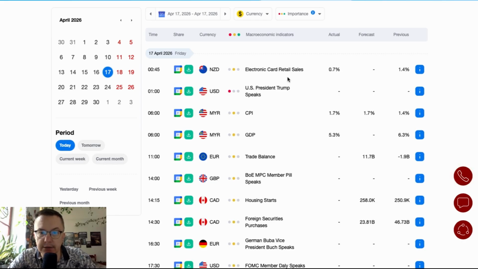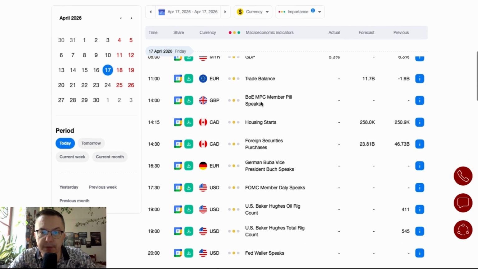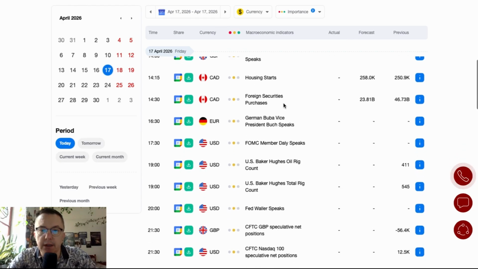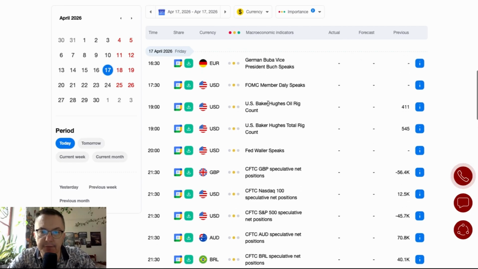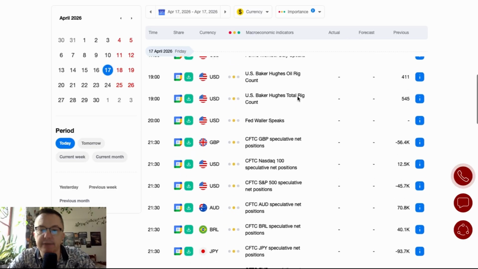There you go. Electronic card retail sales in New Zealand down from 1.4 to 0.7. Speech is done. Trade balance data from the Eurozone is scheduled for release at 11 o'clock. At 2 o'clock, Bank of England MPC member Pill will give a speech. 15 minutes later, we get data on Canada housing starts and foreign securities purchases. At 4:30, we get the German Bundesbank Vice President giving a speech, and then 1 hour later, FOMC member Daly will give a speech.